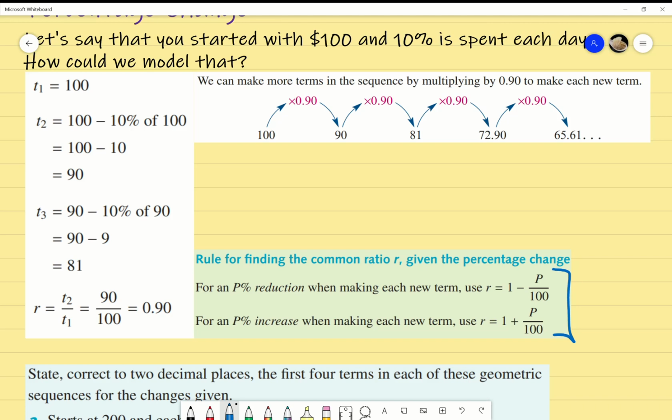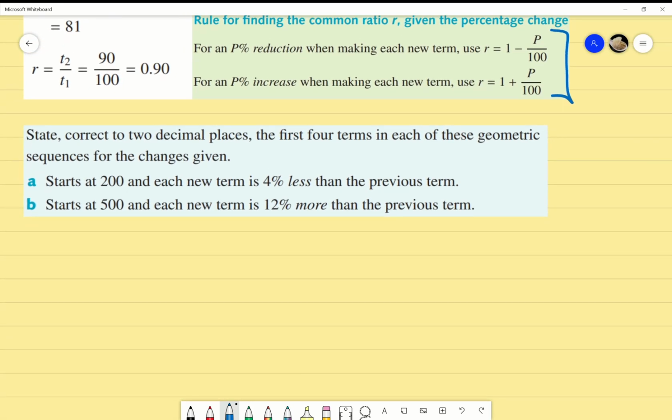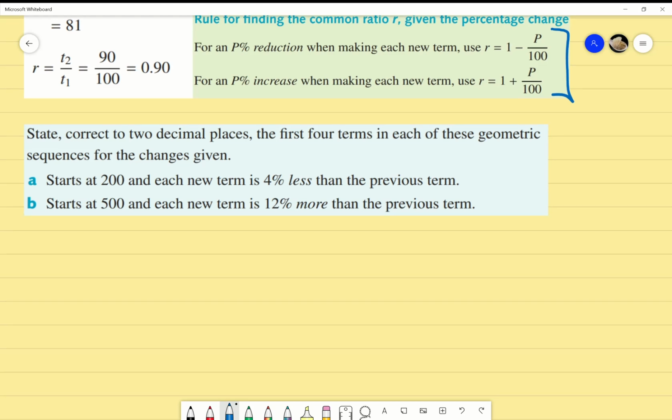Okay, I'm going to move down a little bit. I'm going to keep that on the screen so you guys can see, but I'm going to put that into practice over here. So, the question says, state correct to 2 decimal places the first 4 terms in each of these geometric sequences for the changes given. So let's say you start with 200, and each new term is 4% less than the previous term.